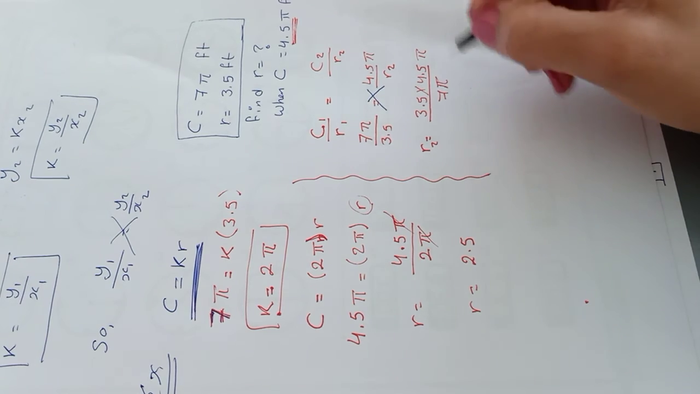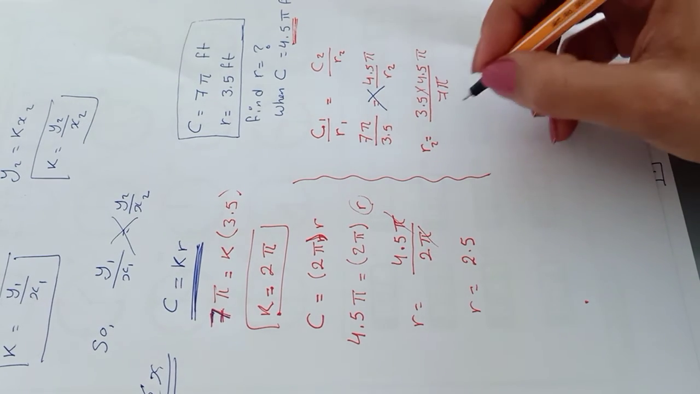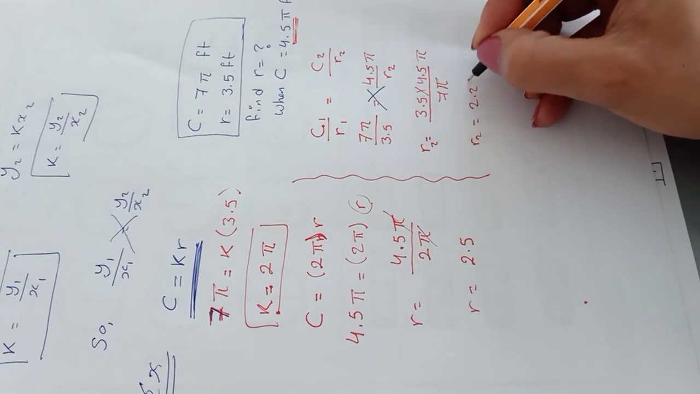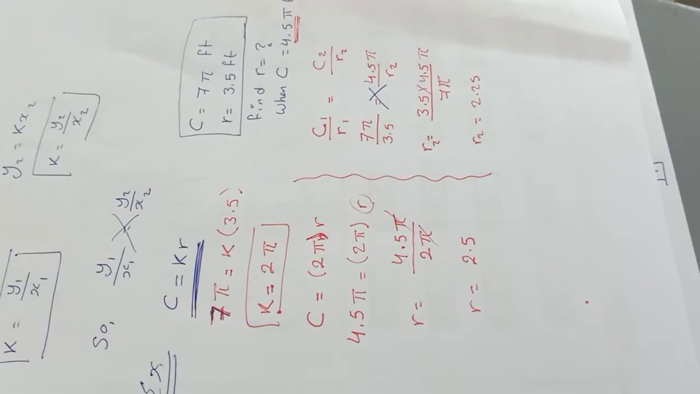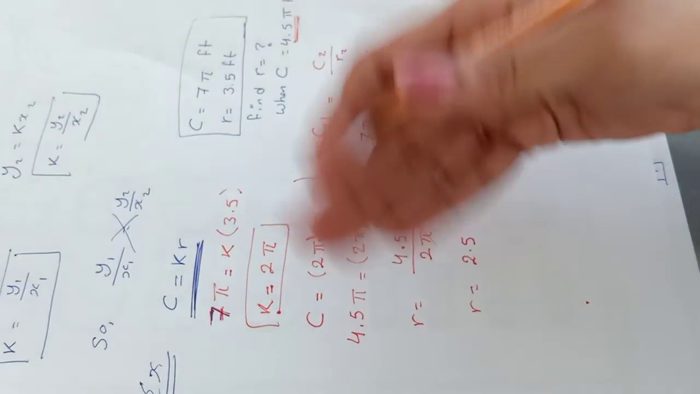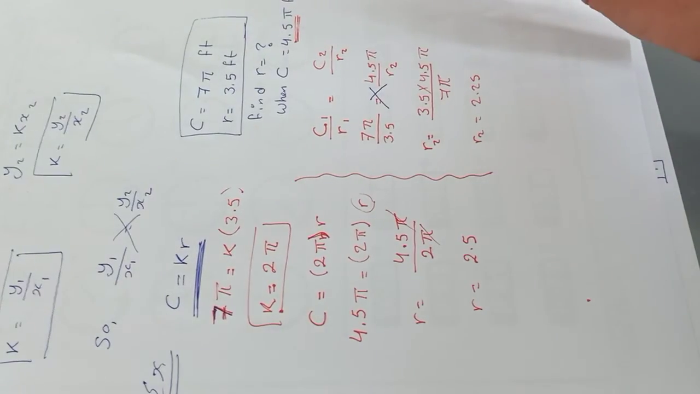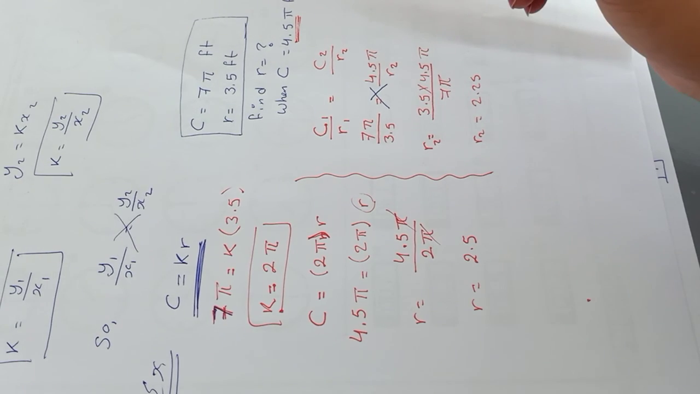Okay, after we calculate this problem, we can find that R2 equals 2.25. Okay, and this is how to use the two methods, substitution or proportion, to find the value of the missing part in the direct variation.